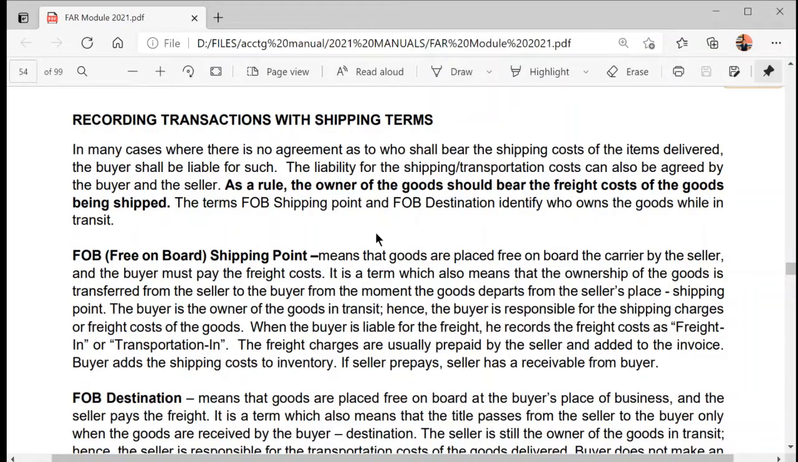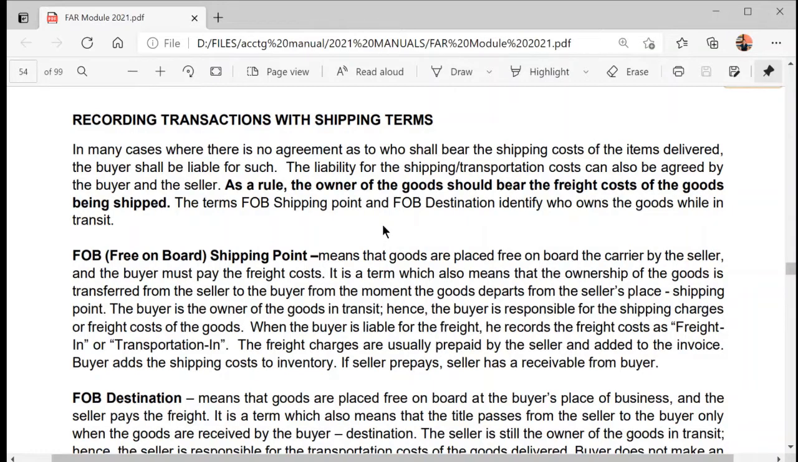or who is the owner of the goods while in transit, and who is responsible to pay for the shipping fee or the delivery cost, and who actually paid the shipping fee to the common carrier. So those are the accounting considerations that would affect the journal entries.